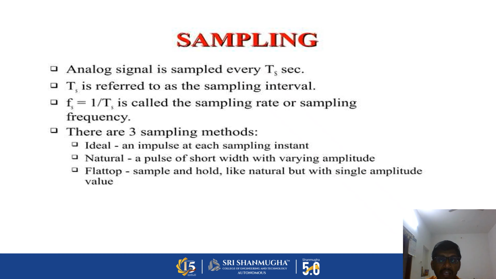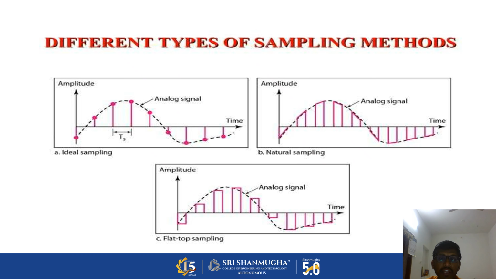Basically there are three sampling methods used. The first is ideal, the second is natural, and the third is flat top. Ideal means an impulse at each sampling instant. Natural means a pulse of short width with varying amplitude. Flat top means sample and hold, like natural but with a single amplitude value. This is the diagram showing the difference between the three types of sampling methods. The first is ideal sampling, the second is natural sampling, and the third is flat top sampling. These are the main differences between the three sampling methods.